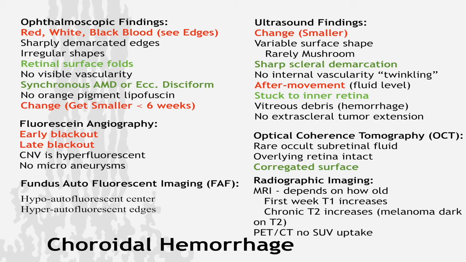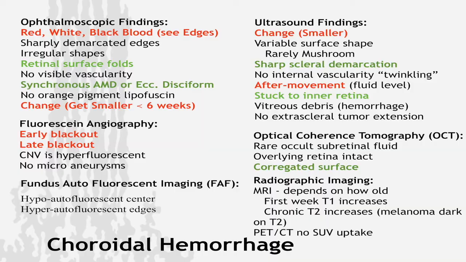So sometimes, if you have a high index of suspicion that you're looking at a hemorrhage, then you can see the patient back in 3 to 4 weeks as long as it's not sight-threatening. And if you notice that the tumor is getting smaller, then you have that extra bit of information that may be helpful in making that diagnosis.